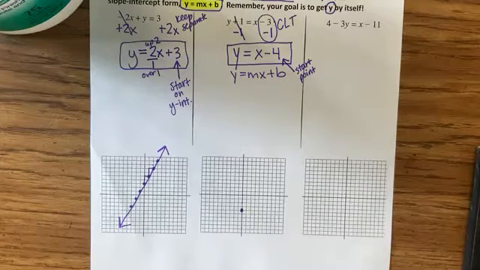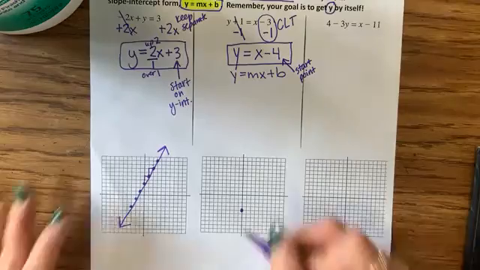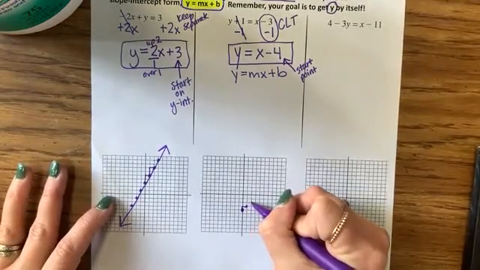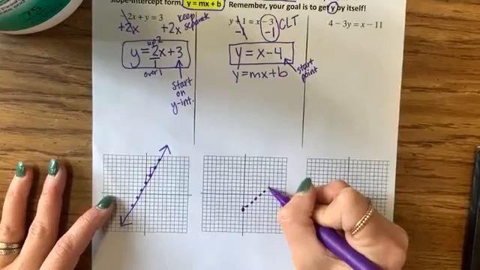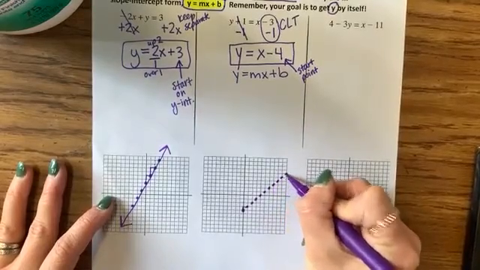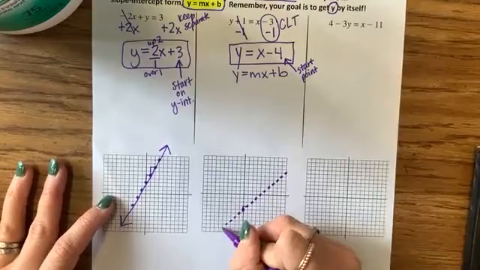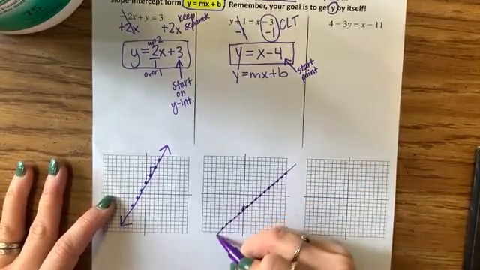Good job. Good job, Xavier. Okay. Up 1 over 1, up 1 over 1. So I'm just jumping. When it's a slope of 1, you just jump the diagonals, the corners, jump the corners.